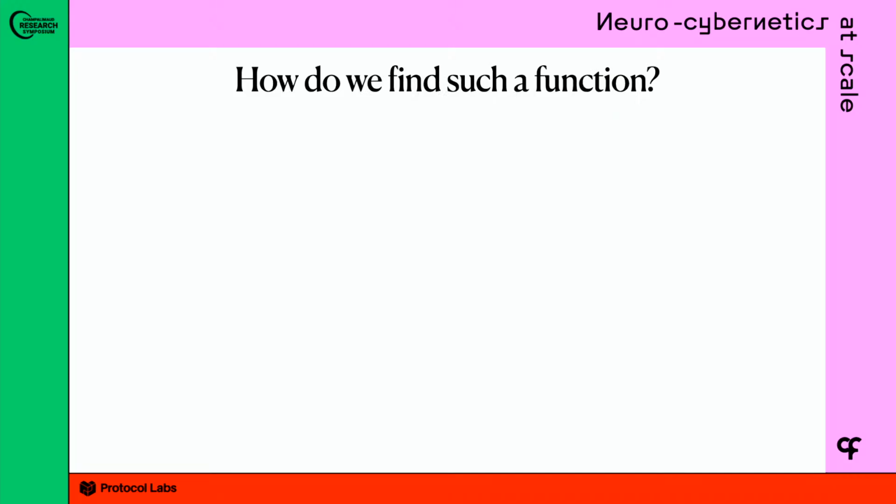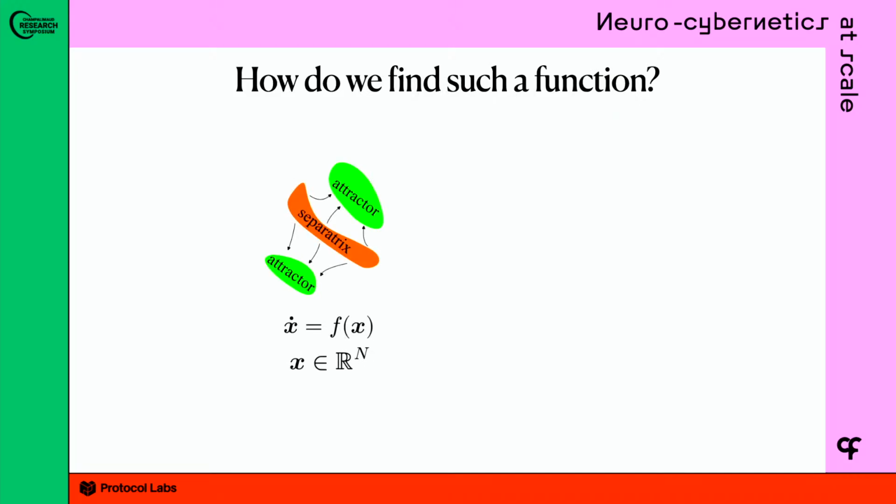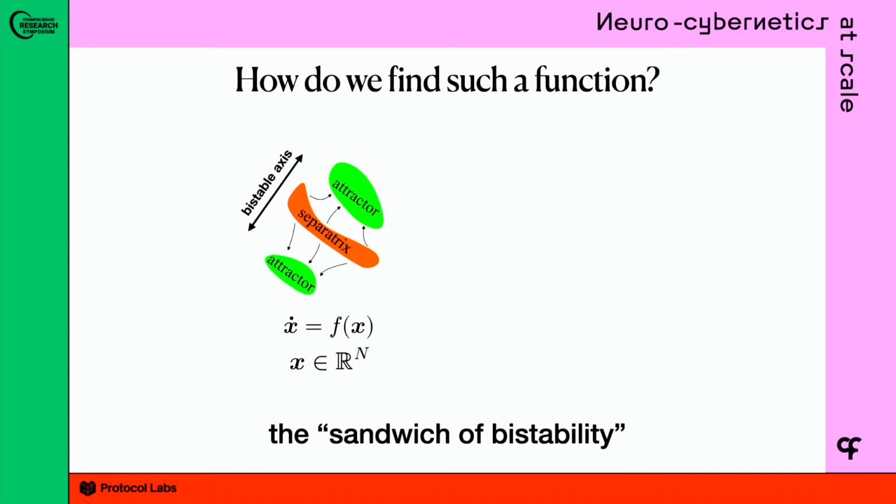All right, how do we find such a function? So let's say you have this bistable, I call it the sandwich of bistability, in high dimensions. So you have an attractor here, an attractor, and then a separatrix in between. What we do is we only want to map the bistable axis. And so we can map it to a canonical sandwich of bistability, which is in one dimension.